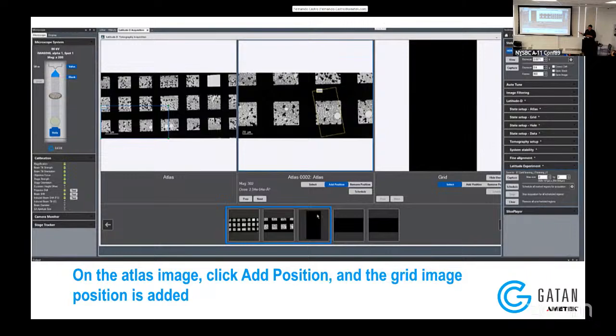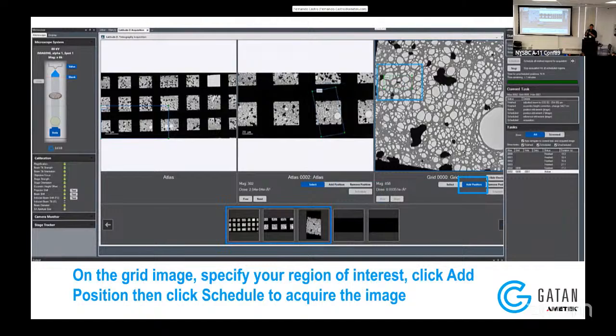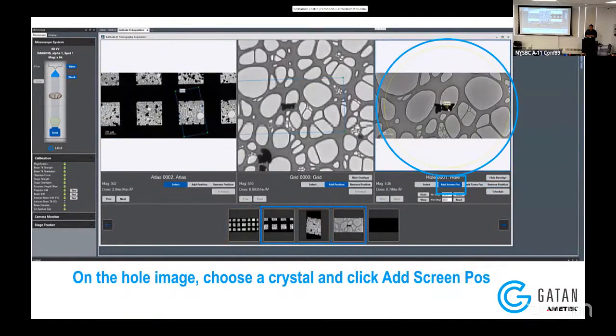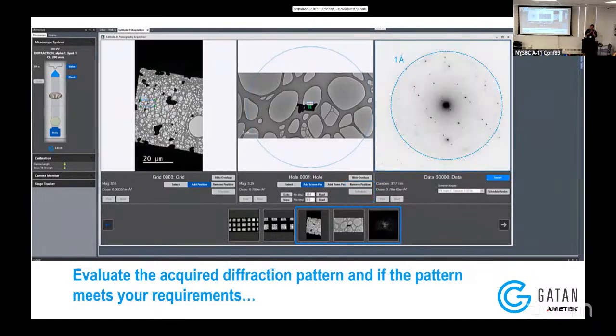We're looking at the DigitalMicrograph 3 software, if you've ever looked at it, but essentially on the left, we have this atlas image, which is our images of our whole grid, and then we can zoom in on individual grid squares, capture images of those grid squares, and then zoom in even further to look at different particles, take a single screening diffraction image, and then a full tilt series if we like it.